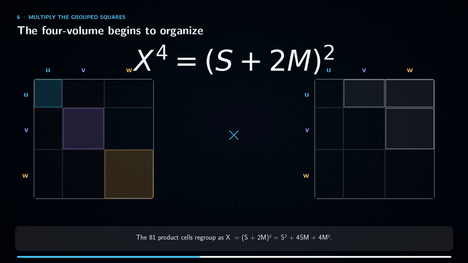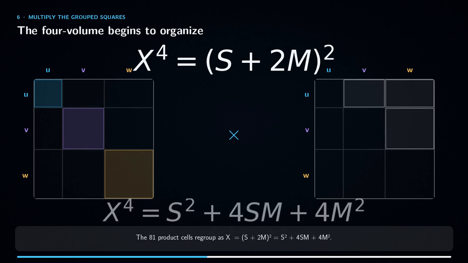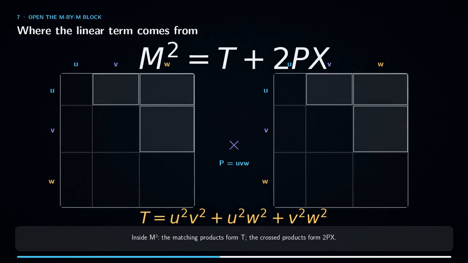Now take the Cartesian product of the 2 grouped squares. The entire tesseract has 4-dimensional volume S plus 2M, squared. The product regions give S squared, 4SM, and 4M squared. This is literal accounting of the 81 cut cells, not an assignment of values to vertices. Only M squared remains to be understood.